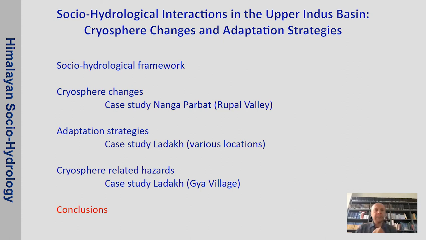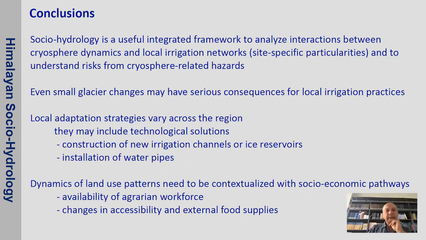Next, I come to my last points to conclude the three different case studies, Nanga Parbat, Ladakh. And I think sociohydrology is quite a useful integrated framework to analyze the interactions between cryosphere dynamics and local irrigation networks, also including the site-specific particularities of different regions in order to understand the risks from cryosphere-related hazards. And as I said before, even small glacier changes may have serious consequences for local irrigation practices.